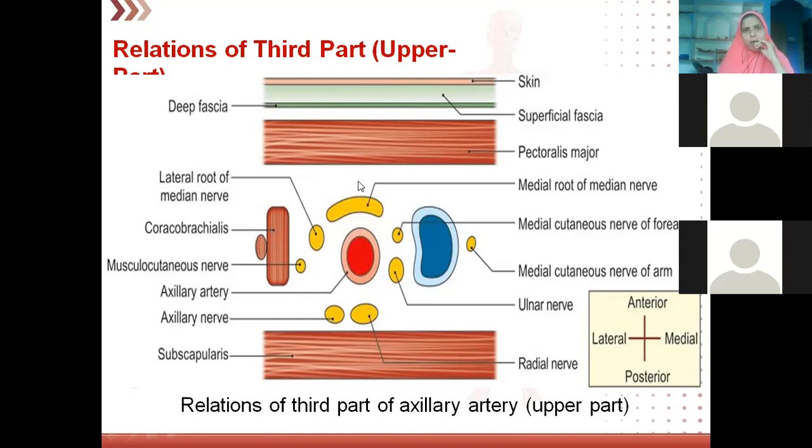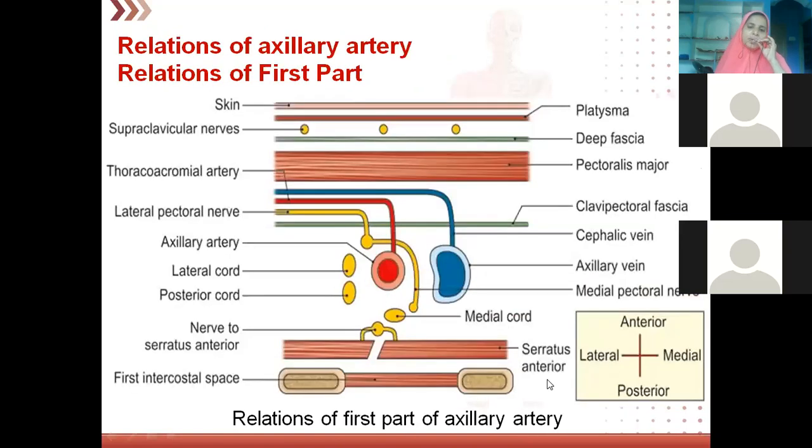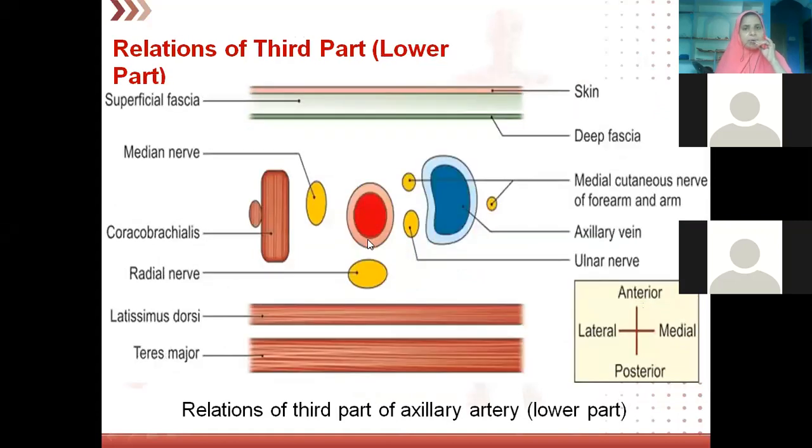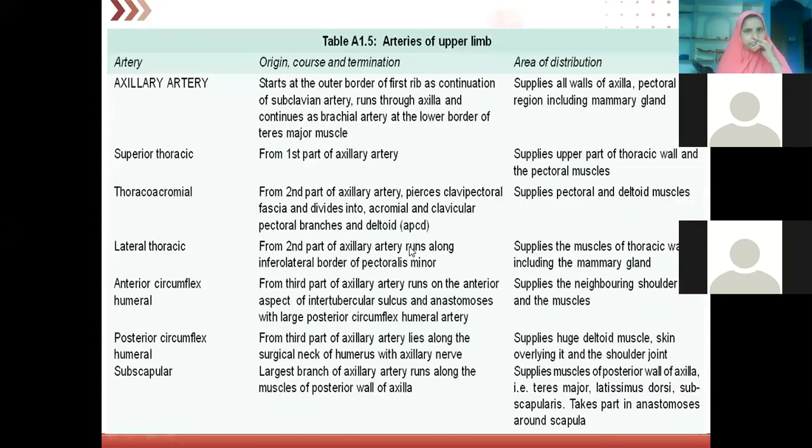Okay, beta? So I want you to practice all these 3 pictures thoroughly, then you can make your explanation simple and complete. This is the picture which helps us to understand the relations of the first part, this is the second part and this is the third part. One diagram is enough, beta. You need not go with the third lower part, not required. One diagram is enough.